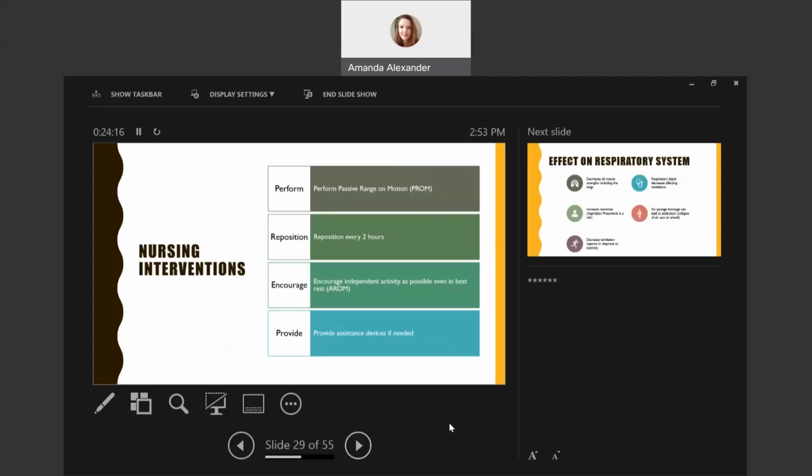Some nursing interventions that you want to perform with your patient to help them stay mobile: perform passive range of motion exercises if they are unable to do active range of motion on their own. You want to make sure that you're repositioning them every 2 hours. Encourage independent activity as possible and provide assistive devices if needed, such as canes, walkers, crutches, and also a call light.